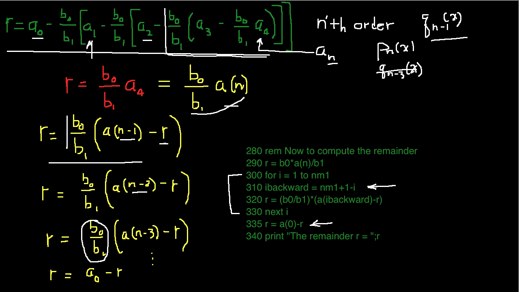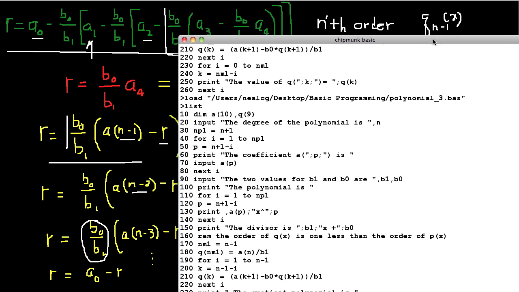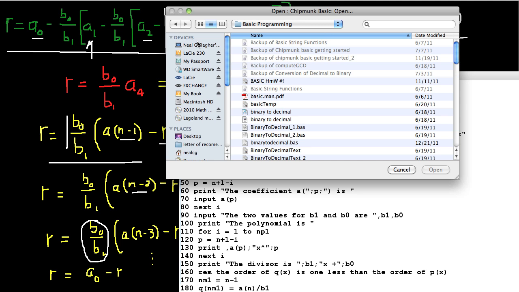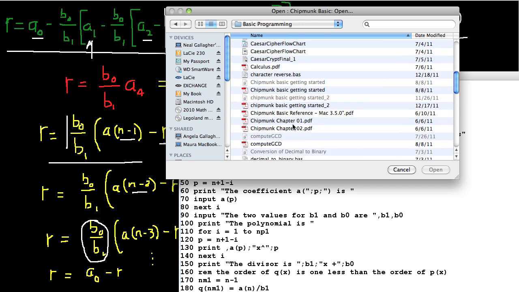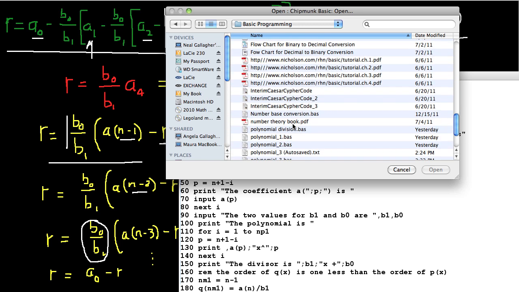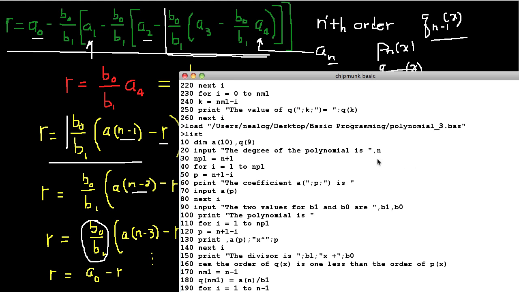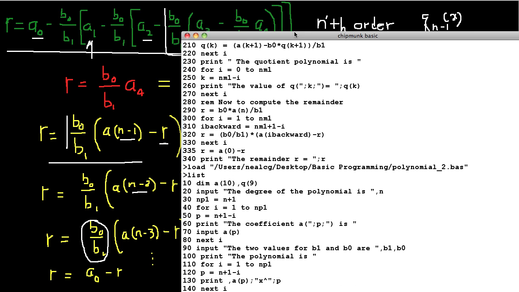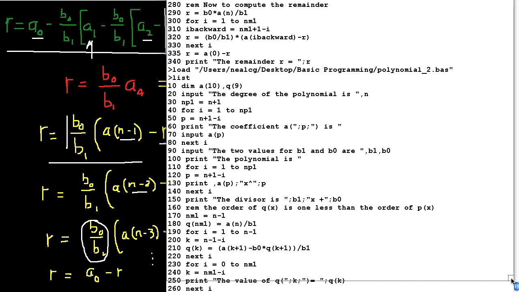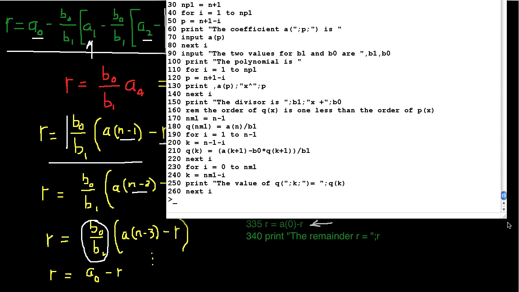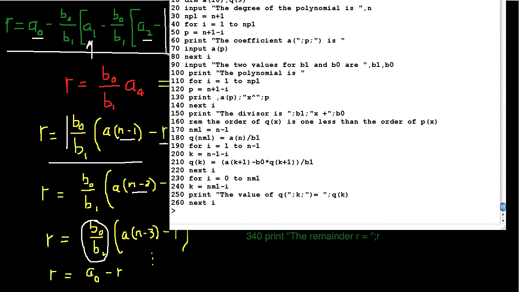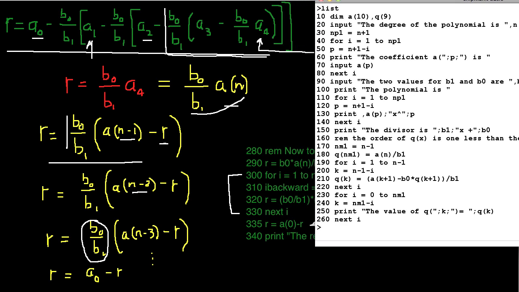Okay, so let's put those steps into my program here. First of all, let me load in my previous version of the program that I was running, polynomial 2 base, and then I'll list it. Okay, here I am. So here's my version of the program that I have been running, and I want to add some statements here.